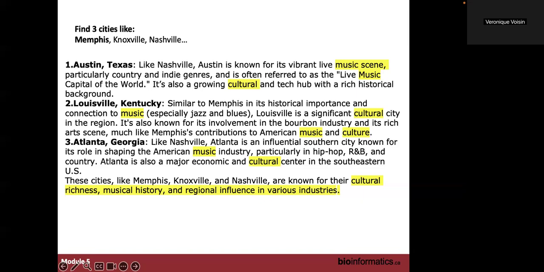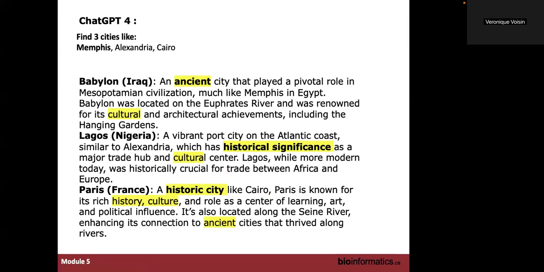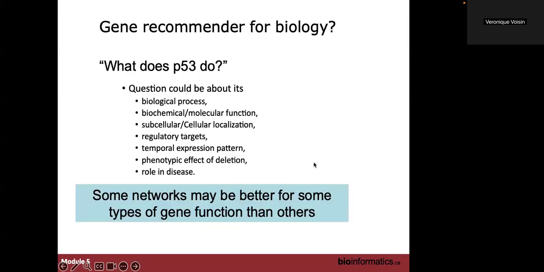Now, when we see the other query, Memphis, Alexandria, and Cairo, ChatGPT gave us back Babylon, Lagos, and Paris. And when you look at the definition of the city, you see that the keywords are ancient, historical, and culture. So it means that in Memphis, Alexandria, and Cairo, the things in common were also ancient and cultural. That's why ChatGPT gave us back the cities that also had these keywords. So that was an example of how a recommender system works using a context-dependent query.